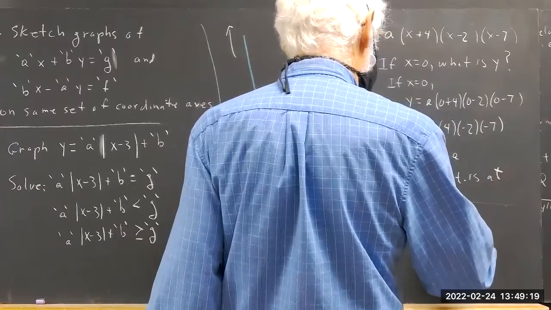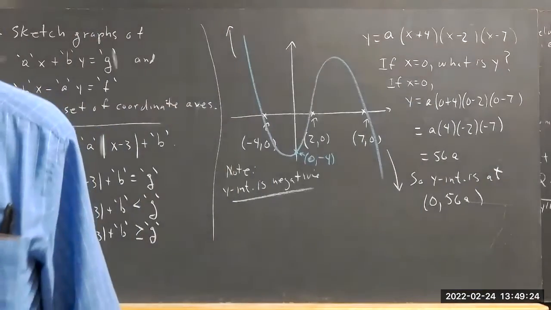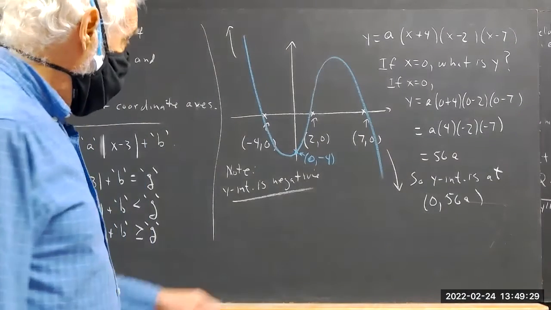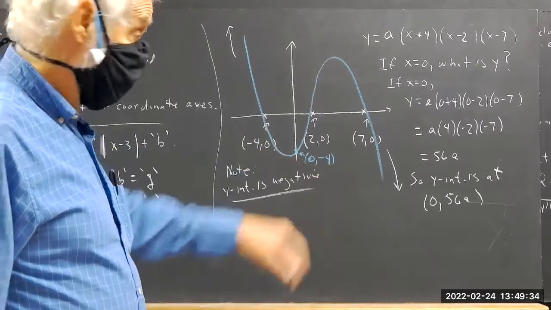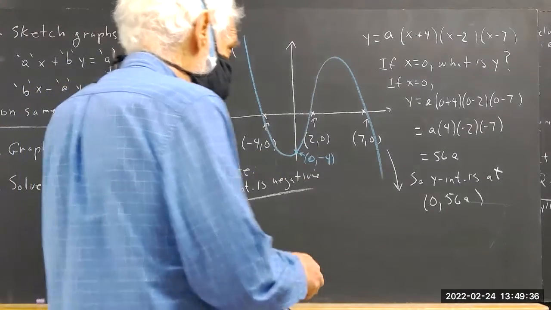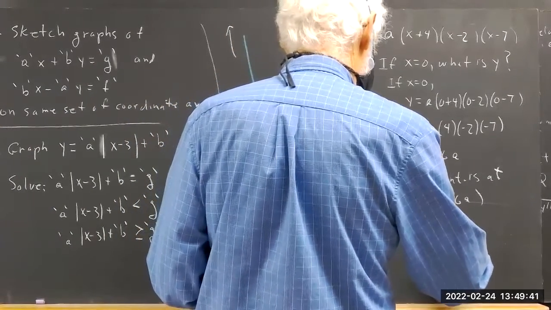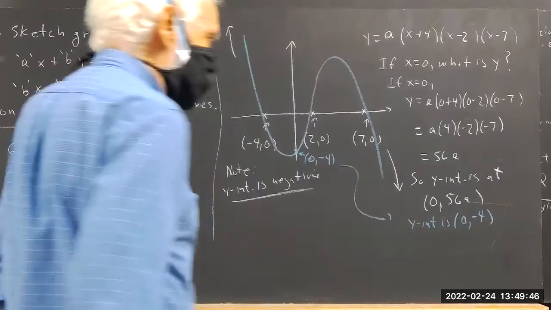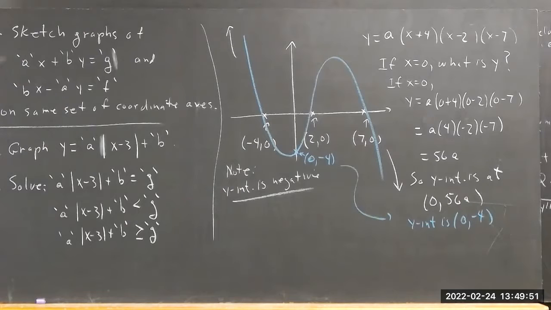The y-intercept is at (0, 56a). Okay. Well, what is the y-intercept according to our graph? It's at (0, -4). The y-intercept is (0, -4). So, can you tell me what a had better be?